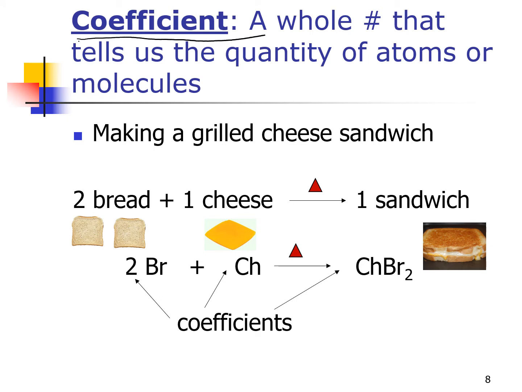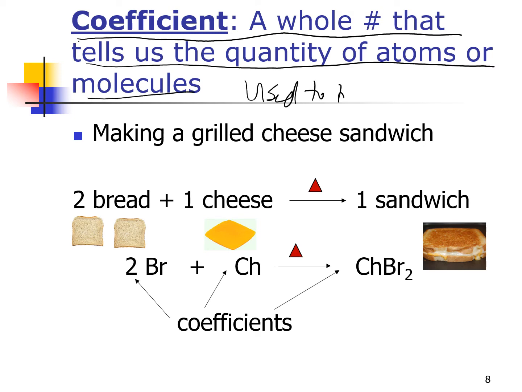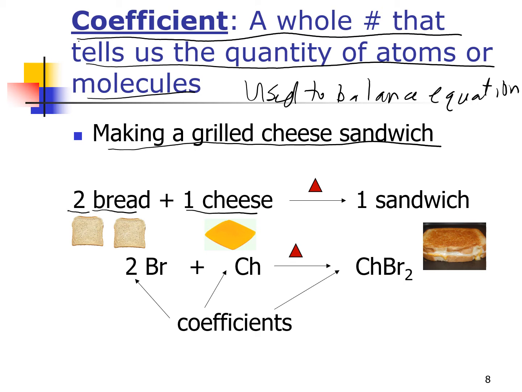A coefficient is a whole number that tells us the quantity of atoms or molecules. Coefficients are used to balance equations. Let's look at an everyday life example, making a grilled cheese sandwich. To make a grilled cheese sandwich requires 2 pieces of bread and 1 piece of cheese. I'm going to heat those up and produce 1 sandwich.